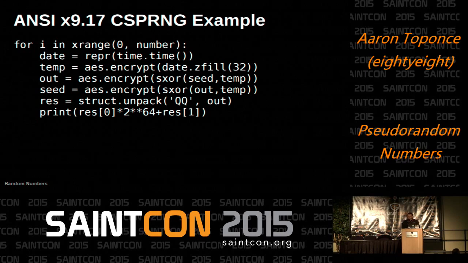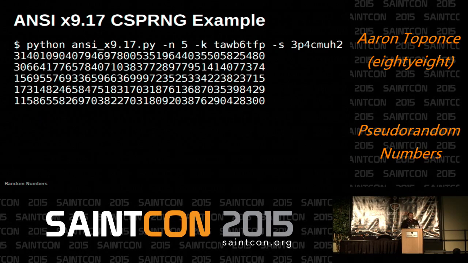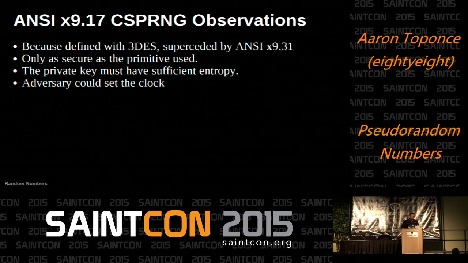Right? I wrote a Python script to do this. Added some switches, so I want to generate 5 numbers with dash n. Here's my key, here's my seed with dash k and dash s. Make sure you can see that all right. And then I just went ahead and executed, and there were my 5 encoded in decimal. There are my 5 random numbers. Some observations.